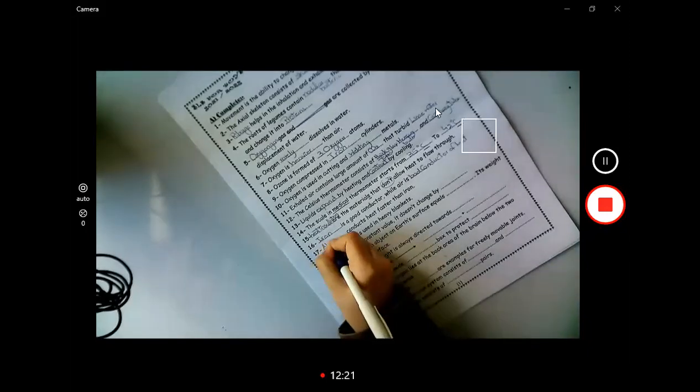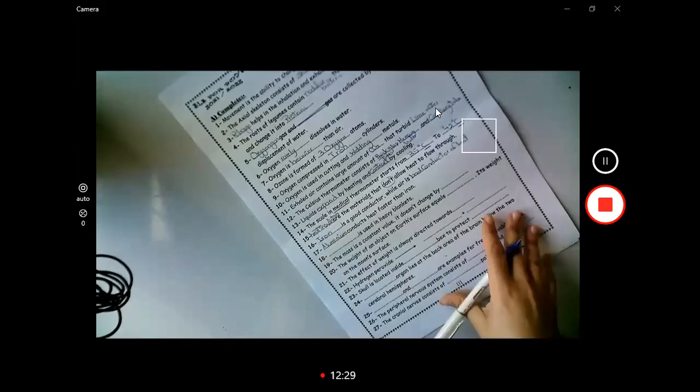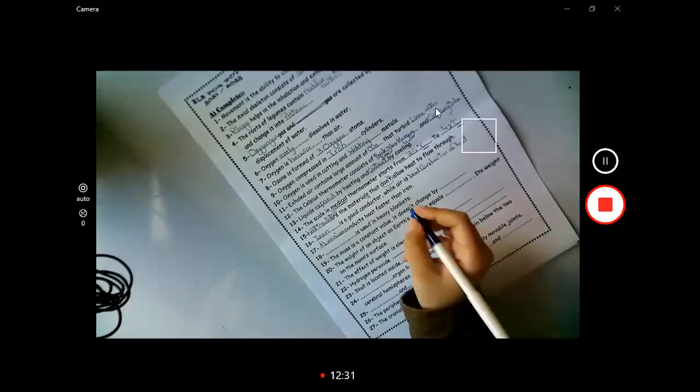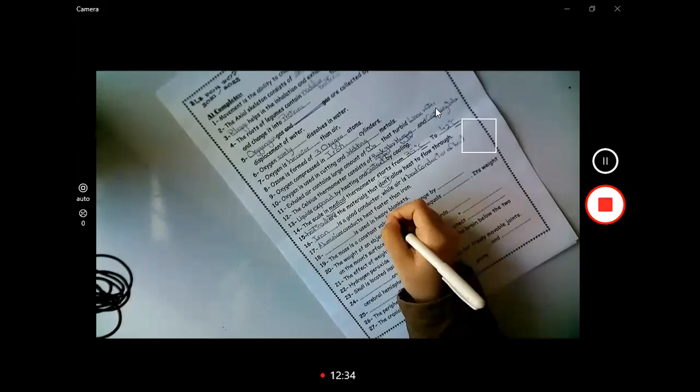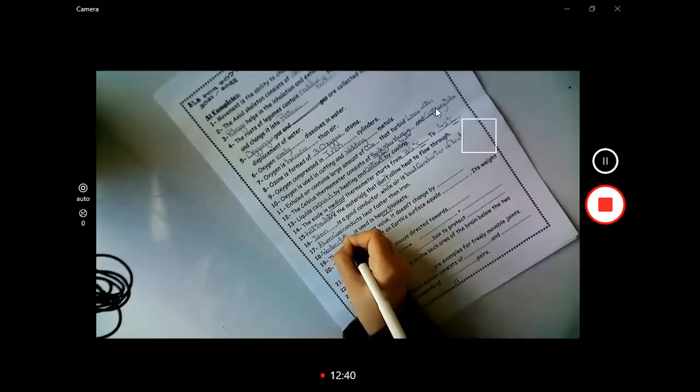Which conducts heat faster than iron? We can say aluminium or copper. What is used in heavy blankets? What do we make heavy blankets from? Woolen clothes.